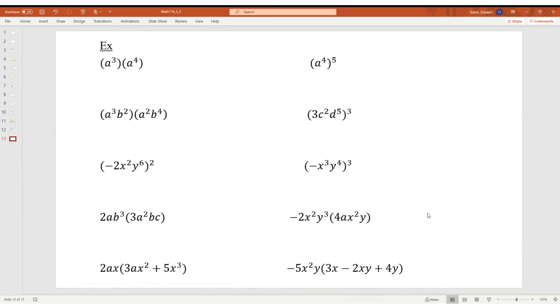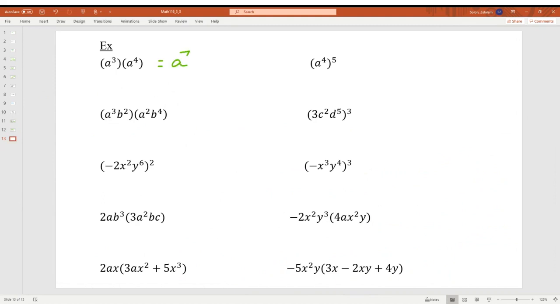If you see the first one, it is a product of 2 exponents. If you have a product of exponents, just add the powers. What do you think would be the power? Just type in the chat for the first one. Jasmine, we said when it is multiplication, we add. We don't multiply, we add. So that would be 7. Excellent. So this becomes a to the power of 7.